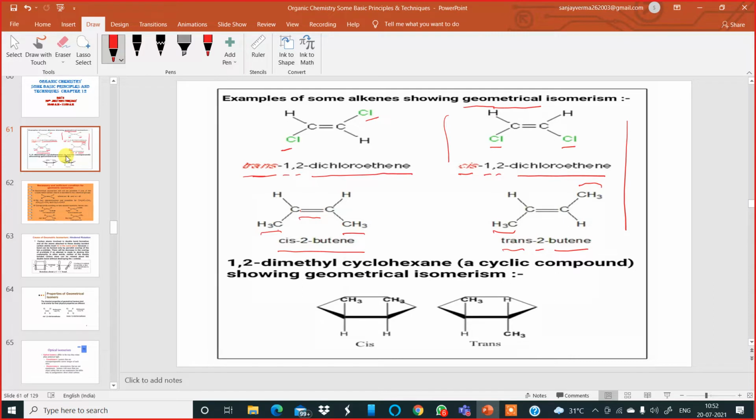You may have some idea from this cyclic compound also. In the case of cyclic compounds, if the methyl groups are both above the ring, that is cis. In the trans form, one methyl group is above the plane of the ring and one below the plane of the ring, so that makes it a trans isomer. This is just to give you some idea about geometrical isomerism, where one of the necessities is the presence of a double bond between the two atoms under consideration.